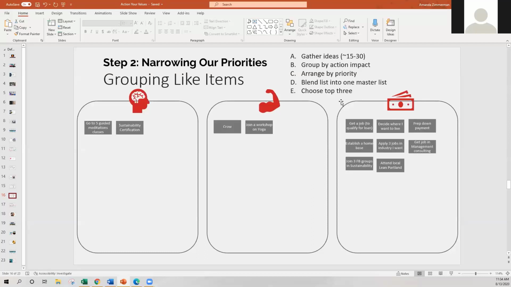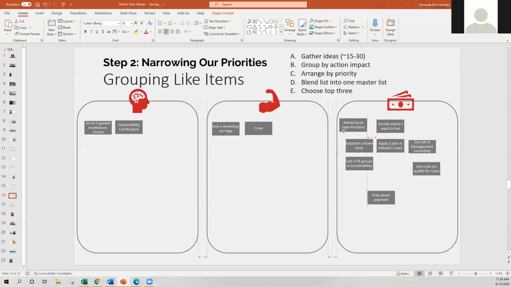So once you have these priorities narrowed, so we arrange them by priority. The next thing I'm going to do is I'm going to go through here and I'm going to say, which one do I want to do first? Now, for me personally, I want to do the meditation classes more than the sustainability certification. I want to do a workshop on yoga more than I want to do crow. For this one, so we have a bunch in this one. So attending a local Lean Portland class or mixer, that one I want to do the most.